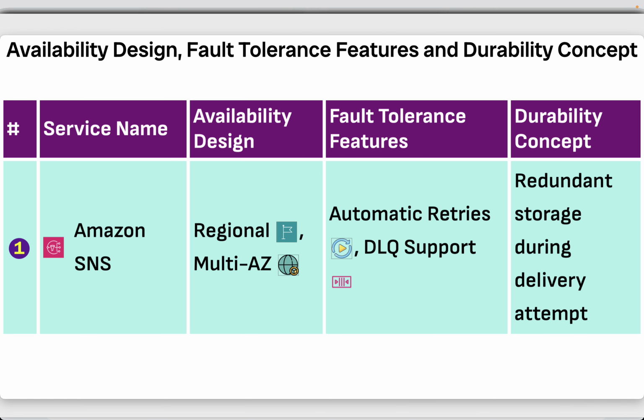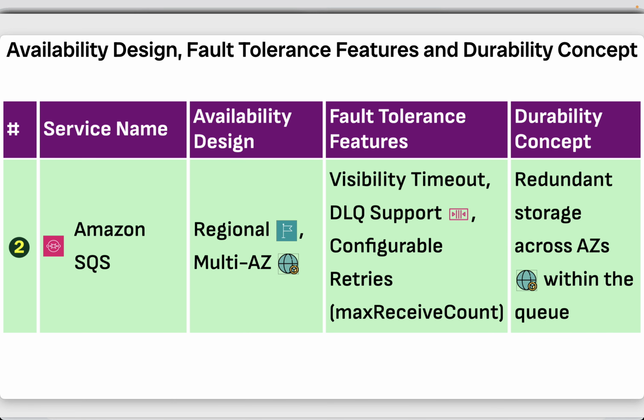So next set of parameters are availability design, fault tolerance features, and durability concepts. First, Amazon SNS. Availability design is regional and multi-AZ. It features automatic retries and dead letter queue support for fault tolerance. Durability means messages are stored redundantly during the delivery attempt window.